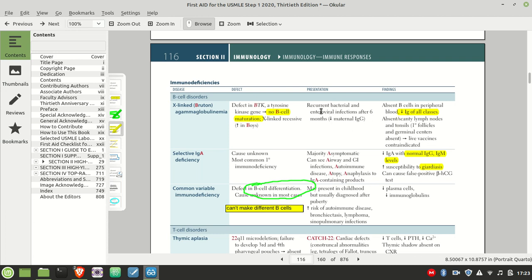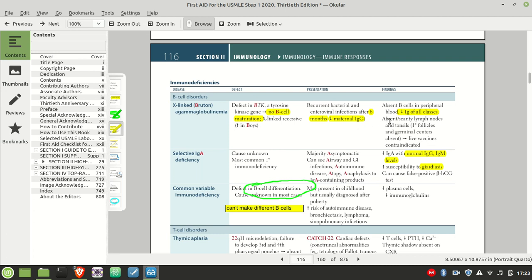And why is it that this happens 6 months after you're born? Why do these things not typically develop immediately at birth? Well, the reason is because maternal IgG is around. And we all know that IgG, or Ig goo goo gaga, is the one that crosses the placenta.